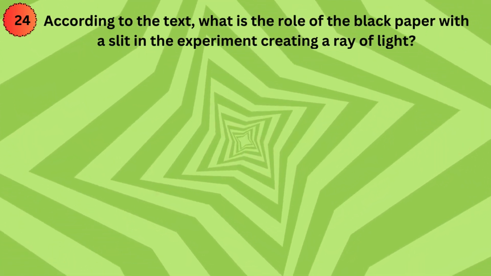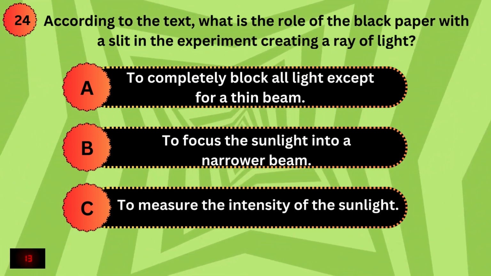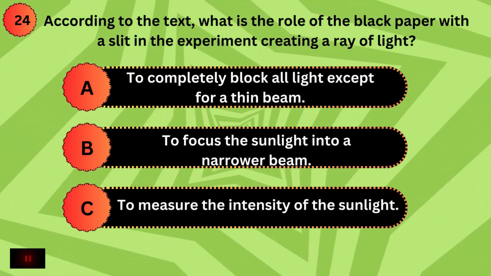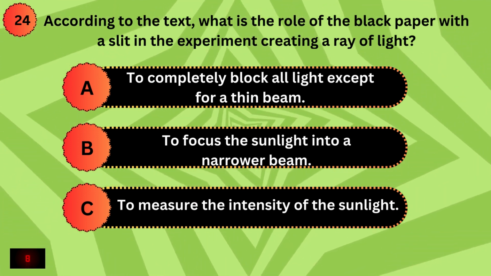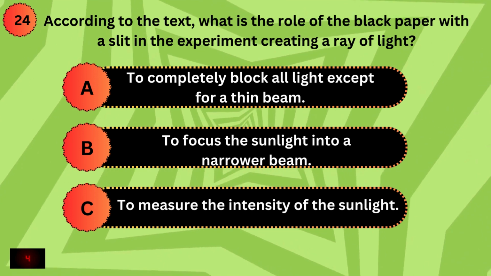According to the text, what is the role of the black paper with a slit in the experiment creating a ray of light? A. To completely block all light except for a thin beam. B. To focus the sunlight into a narrower beam. C. To measure the intensity of the sunlight.